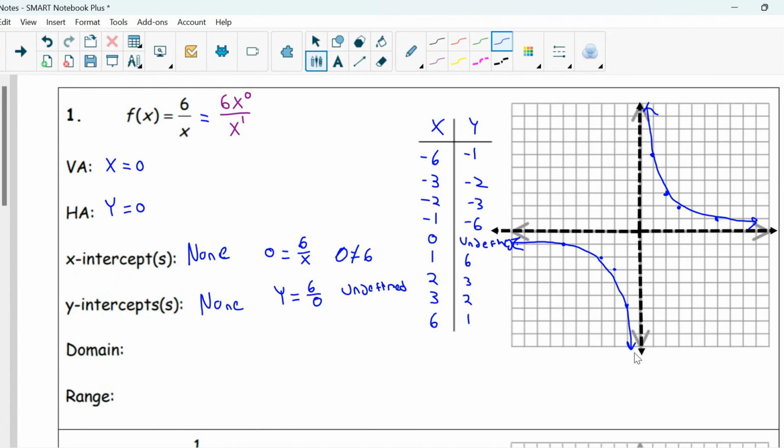As we can tell, once again, with domain, as I head in the negative or positive directions, I'm all good, besides at 0. So my domain is all real numbers, except that x cannot equal 0. And similarly, with my range, as I head in the negative direction, I'm good. As I head in the positive direction, I am good, but not at 0. So my range is also going to be all real numbers, except this time y cannot equal 0.